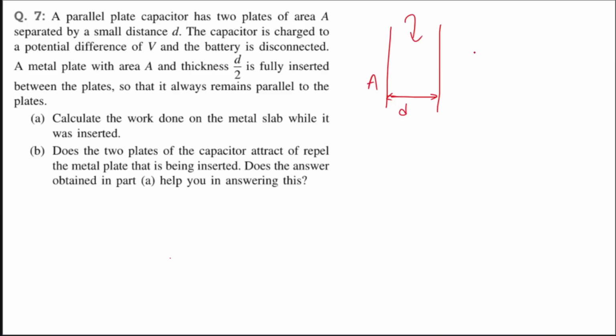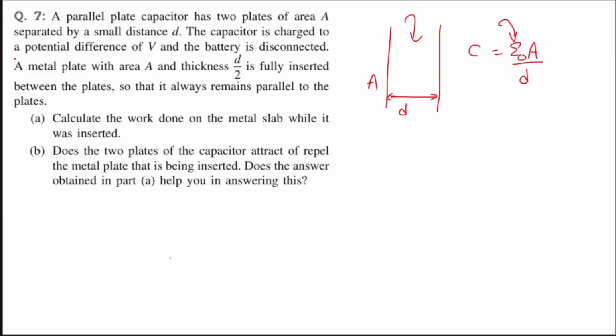If that is the case, then capacitance will be equal to how much? Epsilon naught A by D. Epsilon naught indicates that there is air media in between the plates. Or you can say vacuum, because epsilon naught is the permittivity in vacuum, right?